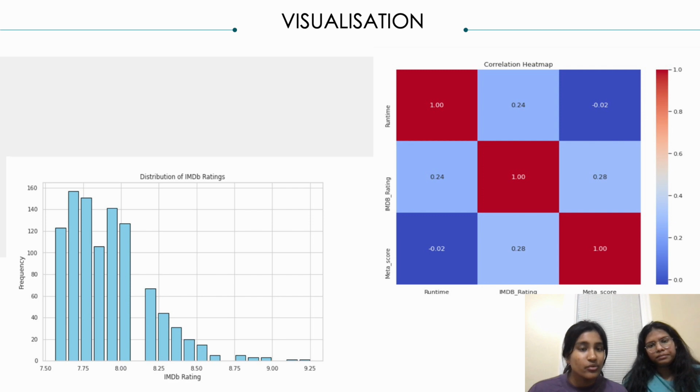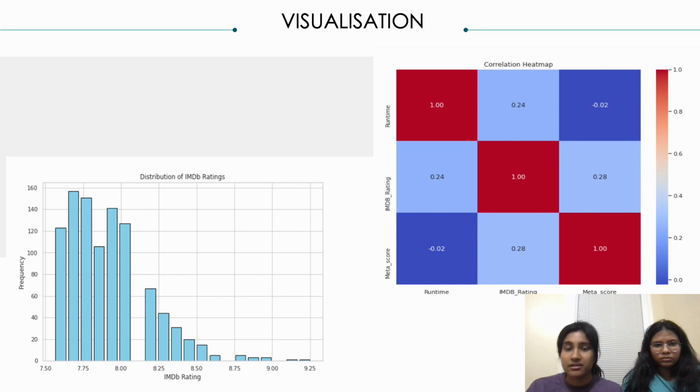And coming to the visualization, as we can see, it's a bar graph which represents the distribution of IMDb ratings, and most of the ratings lie around 7 to 8 points. On the x-axis we can see ratings, and the y-axis represents the frequency.